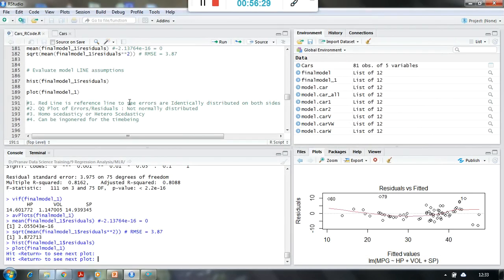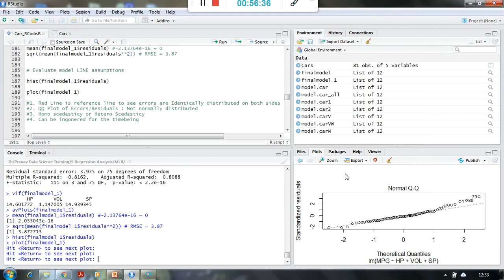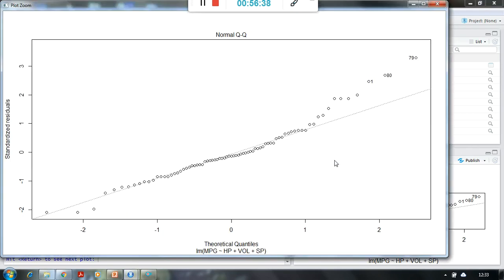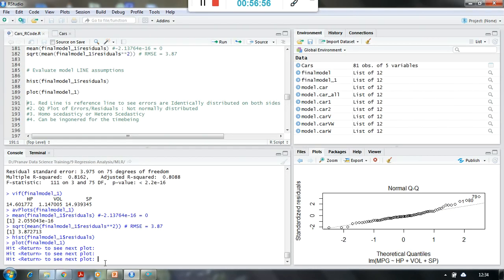So errors are identically distributed. Now for the second plot I have to hit it again, and now I am plotting a QQ plot over here, and you can see here also most of the errors are alongside the line or on the line, except the few over here which we have seen in the histogram as well towards the right side, the two blocks. So the errors are also, you can say, normally distributed.